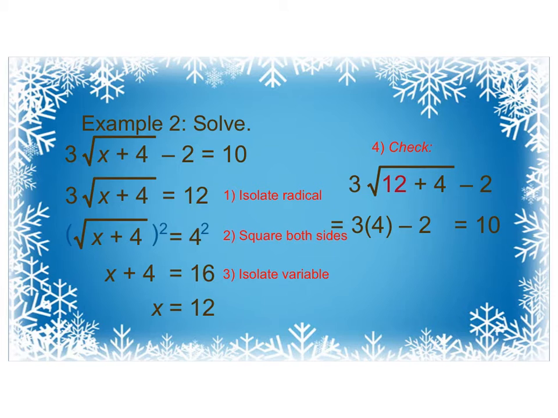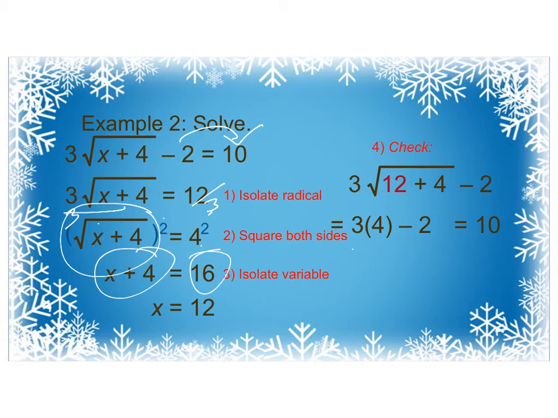All right, example 2, solve. The first thing we said, isolate the radical. So I add the 2, and I'm going to divide by 3. And that gives me the square root of x plus 4. Next, I square both sides. So I have radical x plus 4 squared gives me x plus 4. 4 squared is 16. Subtract 4 from both sides, I get x equals 12.